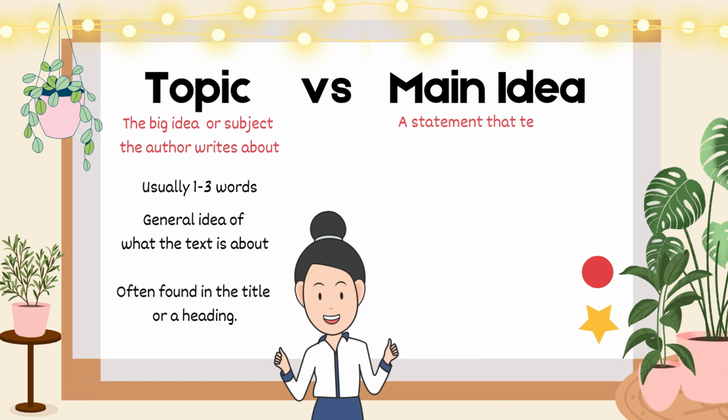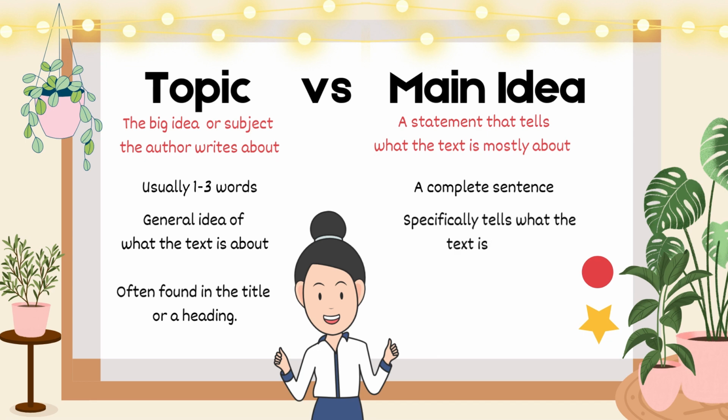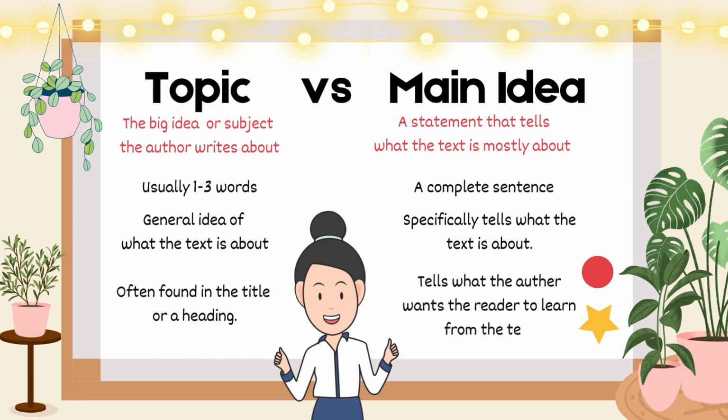Now let's look at a main idea. A main idea is a statement that tells what the text is mostly about. It's a complete sentence. It specifically tells what the text is about. And it tells what the author wants the reader to learn from a text.